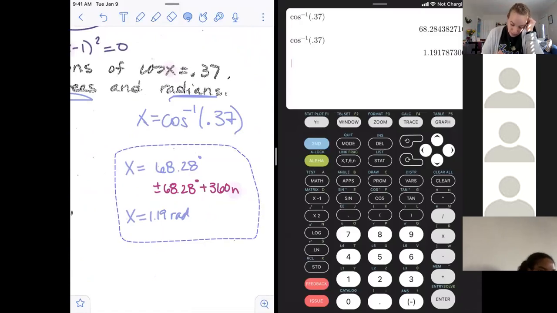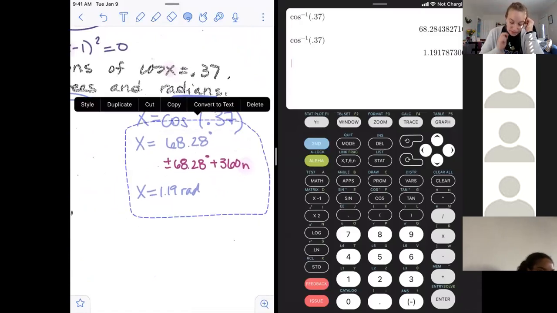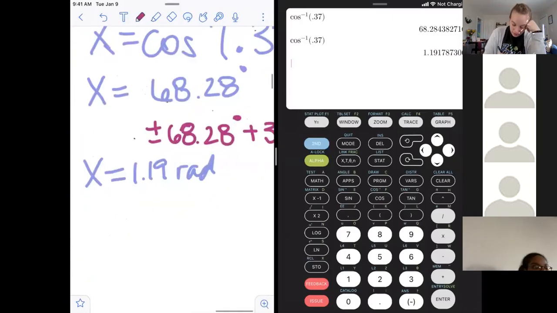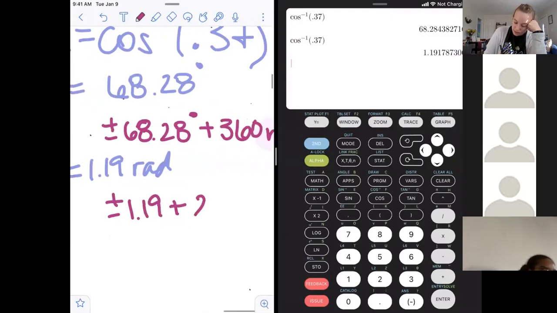We're going to do the same thing with radians, but instead of adding 360, I'm going to add 2 pi because that's the same thing as 360. Again, I'm still going to have plus or minus. I'm going to say plus or minus 1.19 plus, and this time it's going to be 2 pi n.